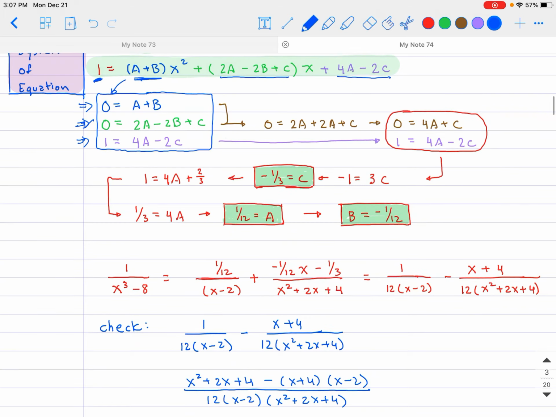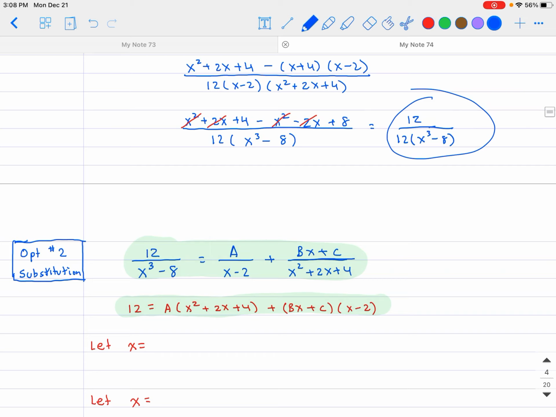Now, if you look at my previous example, you have a denominator of 12, which is the LCM in this case. I'm going to make my life a little bit easier by taking our partial fraction and making it a little bit different. So it's going to be 12 divided by x cubed minus 8 instead of 1 divided by x cubed minus 8. But it's the same idea, except you're just not going to get fractions for your answers.